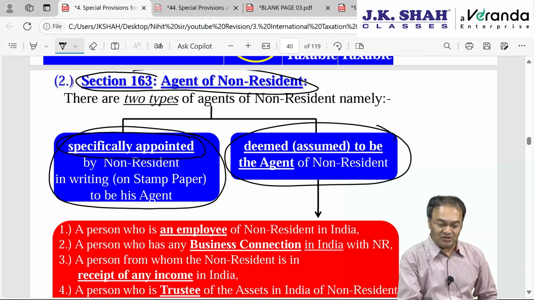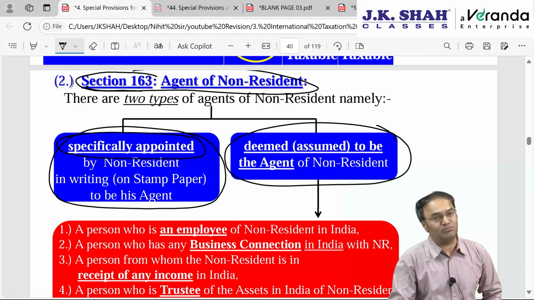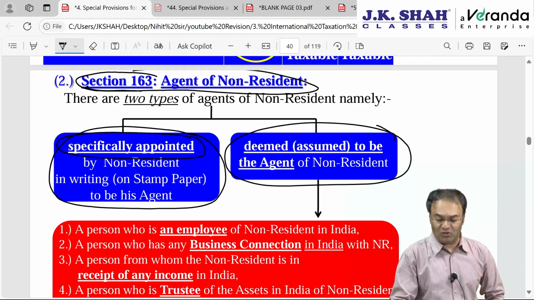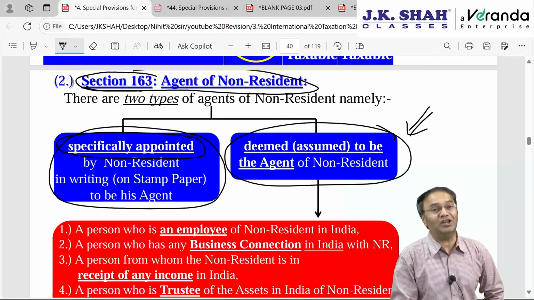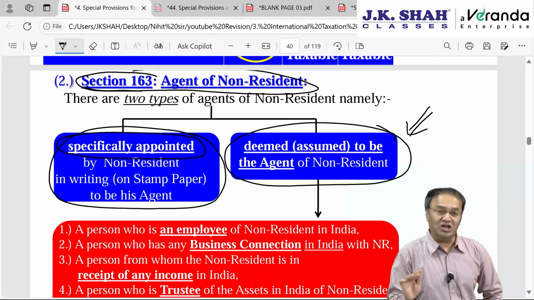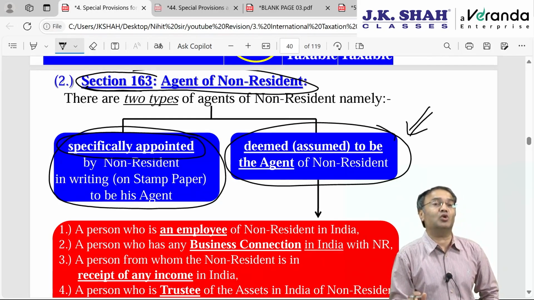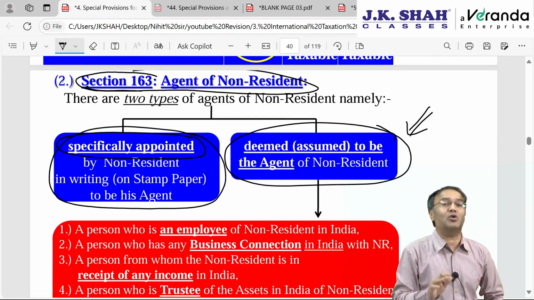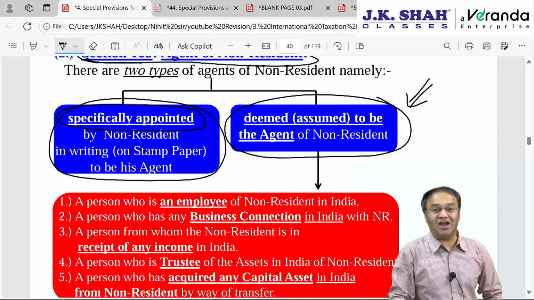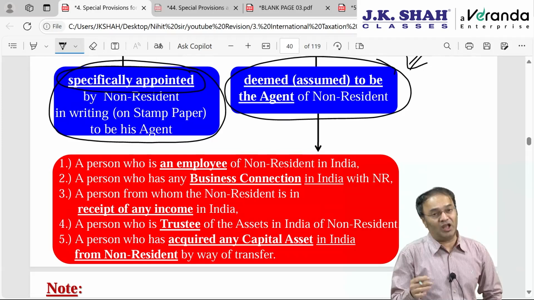So in this section 163, we are going to talk about both types of agents, but the primary focus is on the deemed agent, who can be deemed to be the agent of a non-resident. The deemed agent concept comes into the picture only when the non-resident had not appointed somebody to be their agent. Five types of people can be deemed to be the agent, and there are some 2-3 points to be noted. One by one we will be discussing.